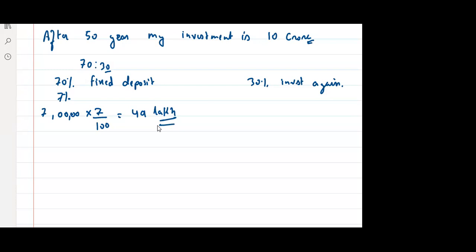Think about it. And again, you can invest 3 crores also. And it is not that you're using the money, right? You are actually having your 7 crores in the bank. This 49 lakh is just the interest.